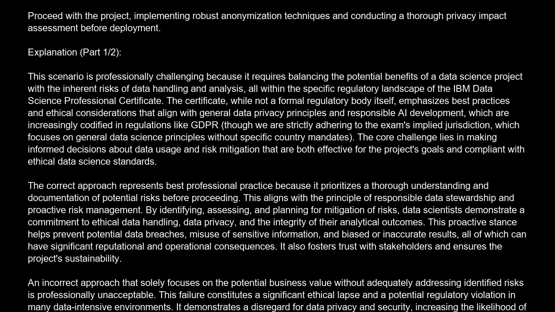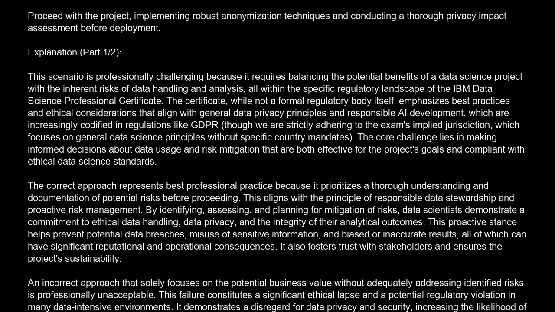Though we are strictly adhering to the exam's implied jurisdiction, which focuses on general data science principles without specific country mandates. The core challenge lies in making informed decisions about data usage and risk mitigation that are both effective for the project's goals and compliant with ethical data science standards. The correct approach represents best professional practice because it prioritizes a thorough understanding and documentation of potential risks before proceeding. This aligns with the principle of responsible data stewardship and proactive risk management.